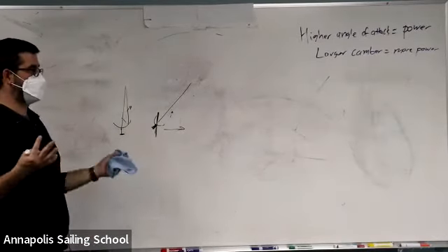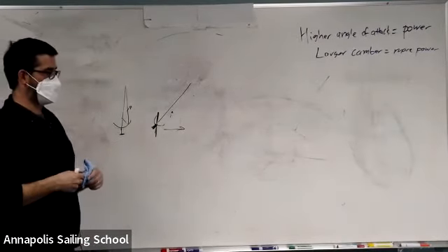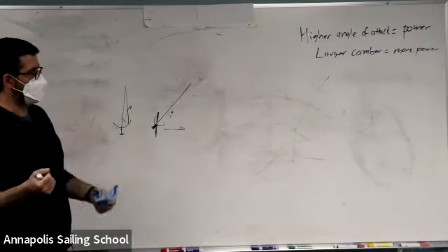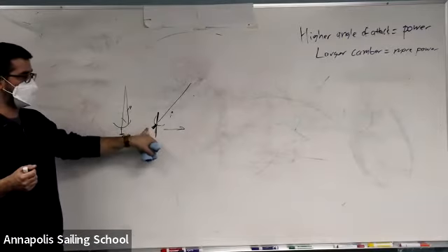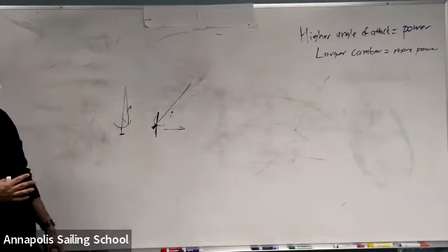But, you know, maybe I'm slowing down appreciably. Maybe I should be easing sooner. I don't know. But when I feel like I'm really fighting the tiller, I've got a ton of weather helm. That's when I start to ease off the main.